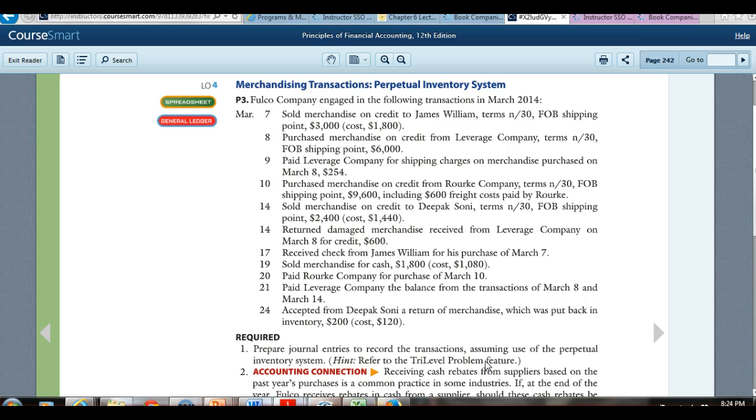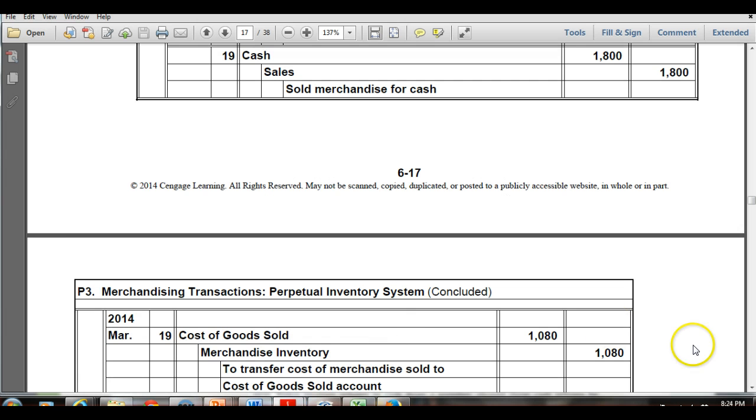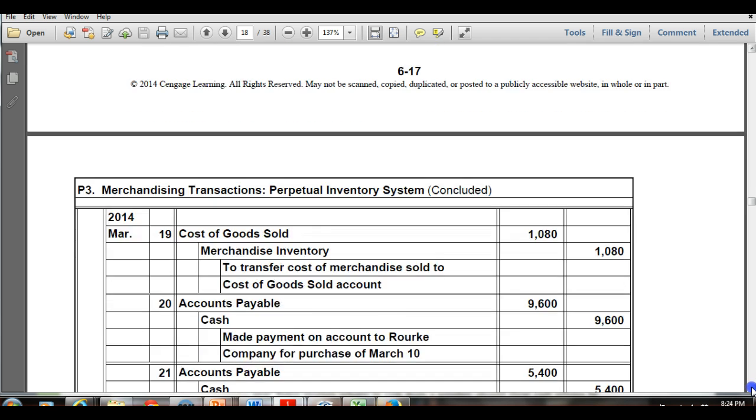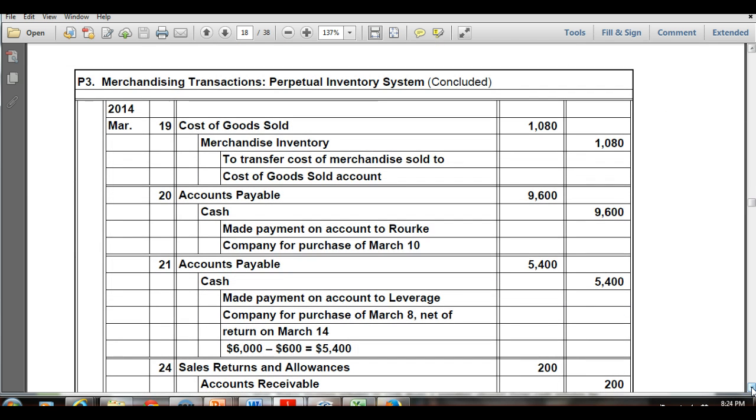Okay. So what we're going to do here is debit our accounts payable for 9,600, and we're going to credit our cash for 9,600, aren't we? Right?